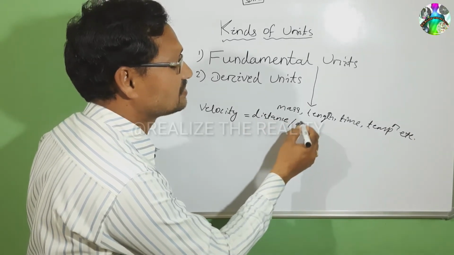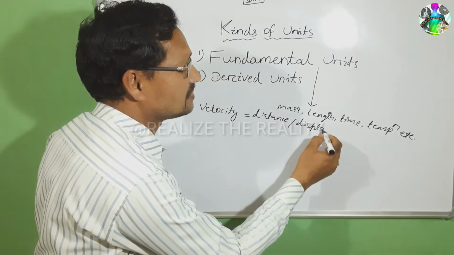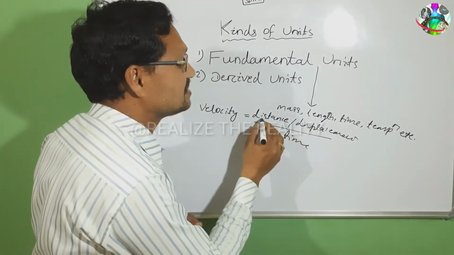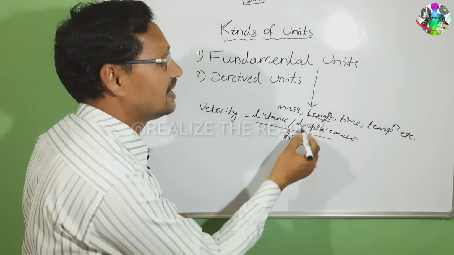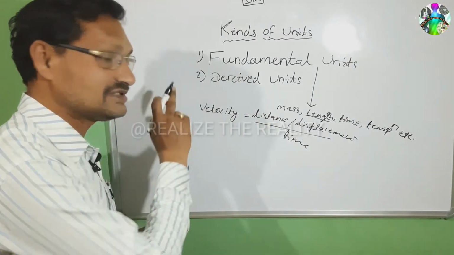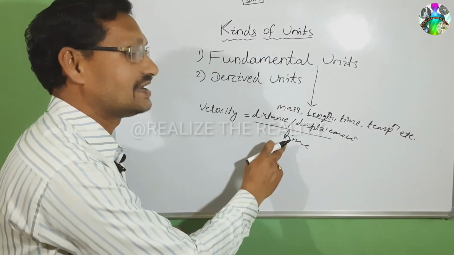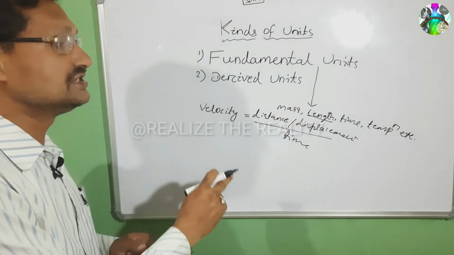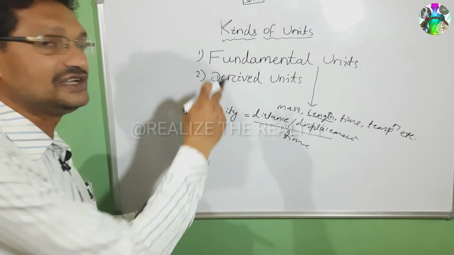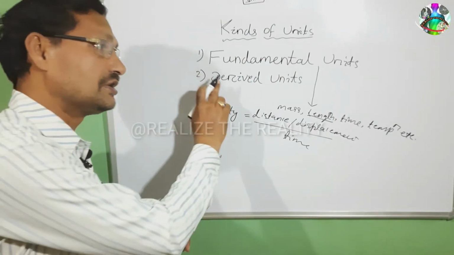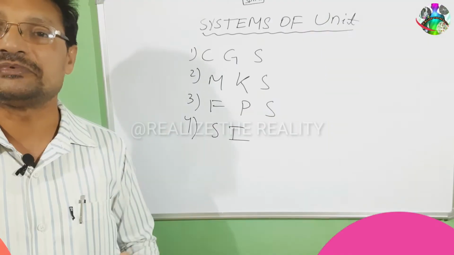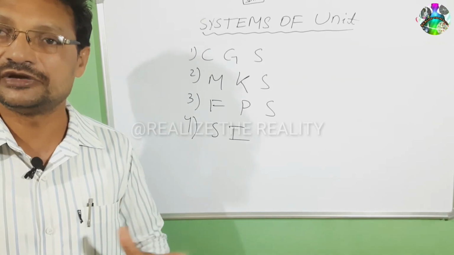Distance or displacement by time. So here distance or displacement is length, so length by time is the velocity. To express the velocity, we use length and time. So with the help of these two fundamental quantities, we can derive the derived unit. As it is derived with the help of the fundamental units, we call it a derived unit. Understand, children? Units which are derived with the help of the fundamental units are the derived units. So the different kinds of unit we studied are fundamental unit and derived unit.